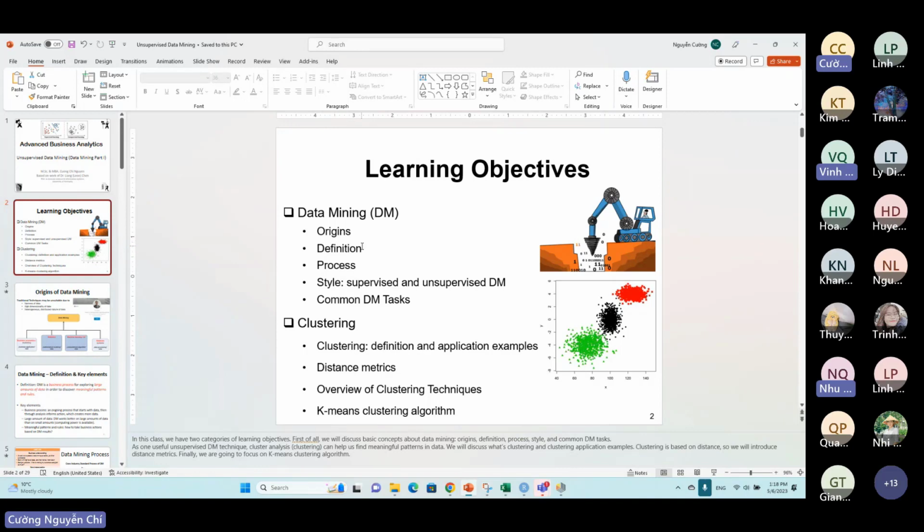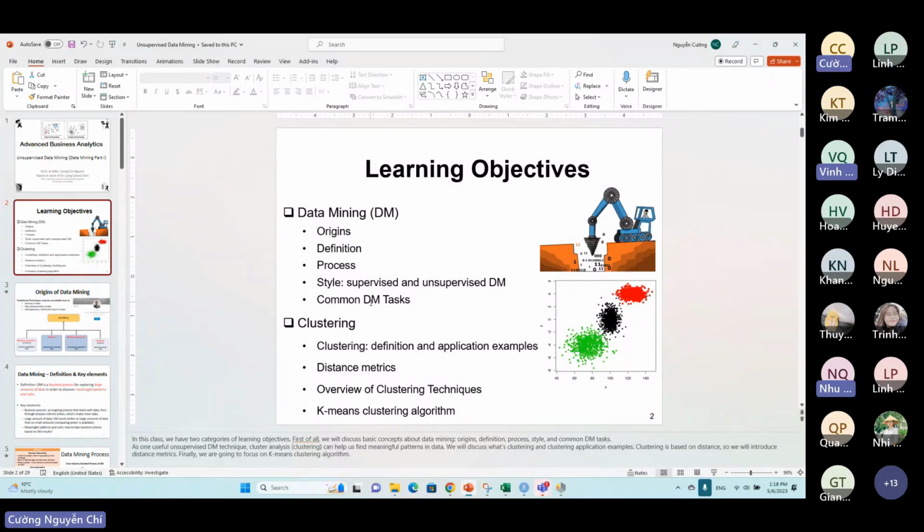the origin, like the history of data mining, the definition, what data mining means, the process you go through for a data mining analytic, and the two styles of data mining, that means the two main algorithm groups of data mining, including supervised and unsupervised. Recently, we also have reinforcement machine learning, but don't worry about that one. We just try to focus on these two.